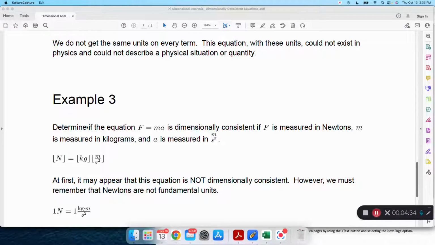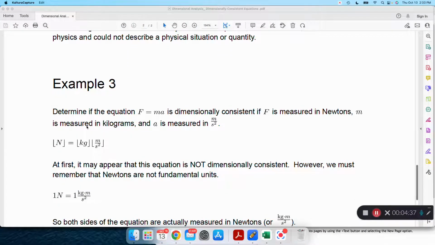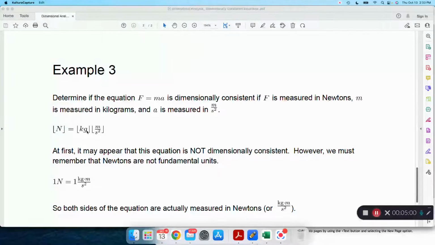Okay, here's another good example. We all know F equals ma, Newton's second law. Force equals mass times acceleration. So let's say we're measuring the force in newtons. M, the mass, is measured in kilograms, and A, the acceleration, is measured in meters per second squared. Okay, so we get on the left side N for newtons. On the right, kilograms times meters per second squared.